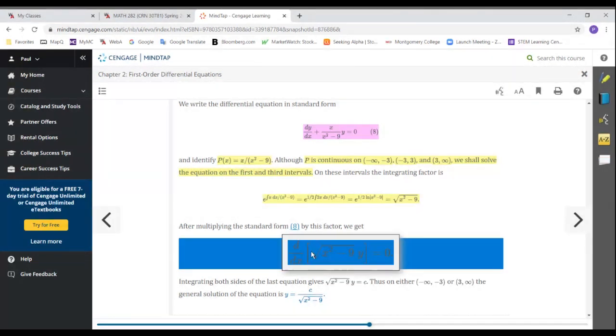So what I want to do is justify this step here. I want to justify that step there. So let me go back into the whiteboard here. And they multiply through by the square root of x squared minus 9. That's your integrating factor. You're multiplying it through the standard form of your differential equation.